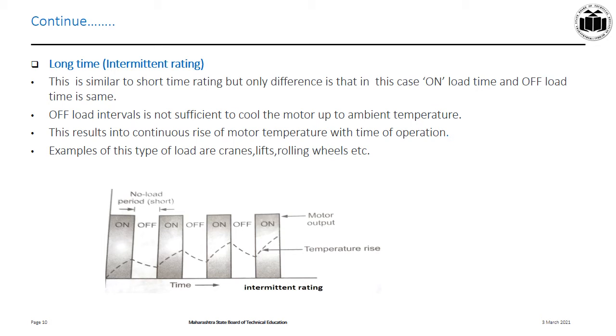Long time rating, also known as the intermittent rating, is similar to the short time rating, but the only difference is that the on load time and off load time are the same, and the off load interval is not sufficient to cool down the motor to the ambient temperature. As a result, there is a continuous increase in the temperature of the motor. Examples of this type of load are cranes, lifts, rolling wheels, etc.